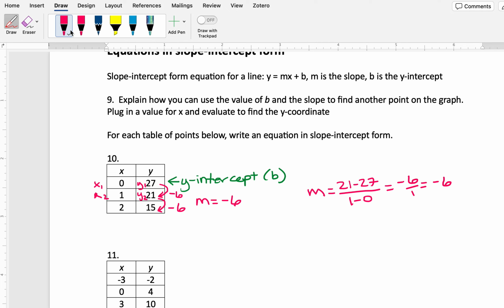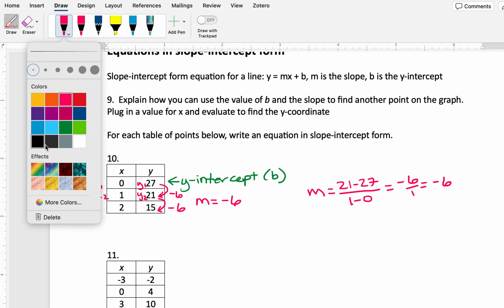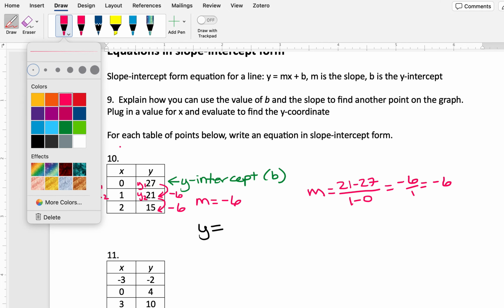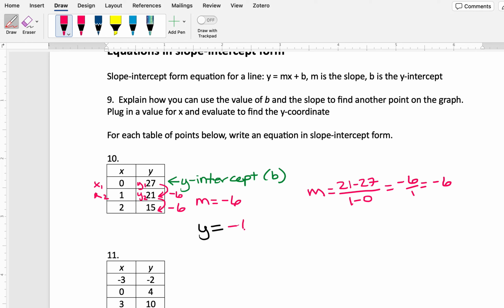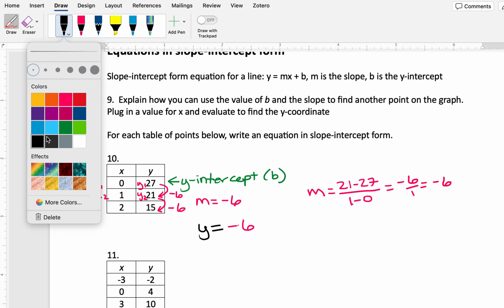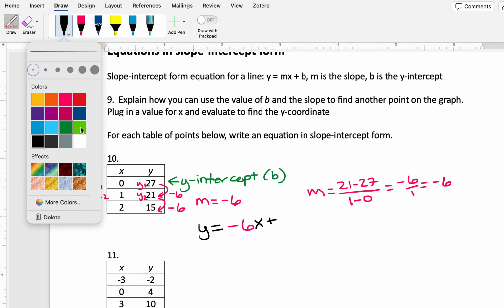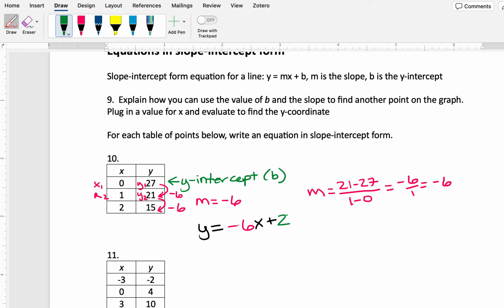So what that means about my equation is that it's going to be y equals -6 times x. And I'm using the colors here to really show where the pieces go, and then plus b, which is 27. So that's my equation.